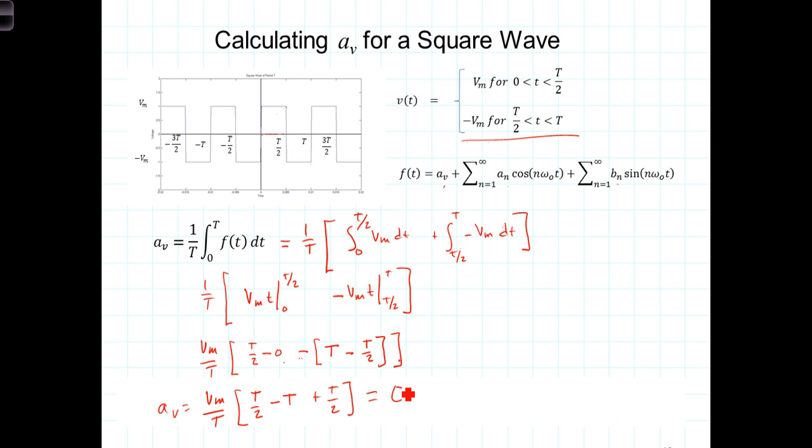What does that mean? Well, a sub v is the DC component. It's the average value of this waveform. Well, this waveform spends as much time at positive E sub m as it does negative E sub m. The average value of this waveform, or its DC component, is in fact 0. So a sub v equals 0 for this function.